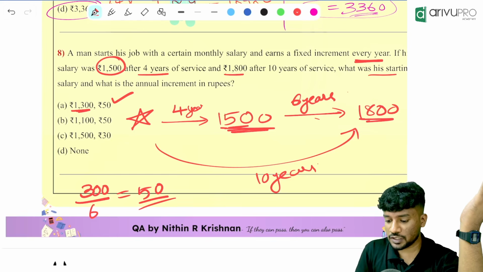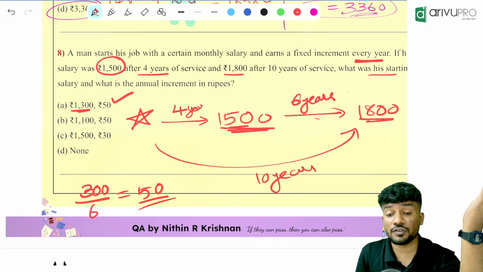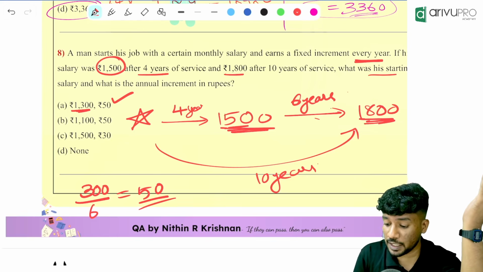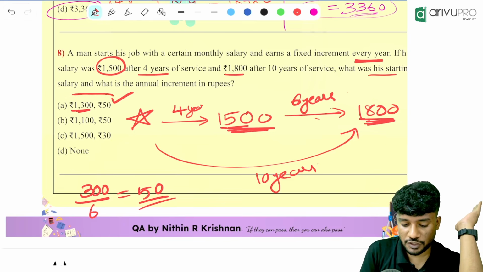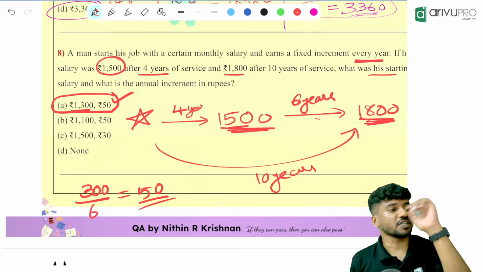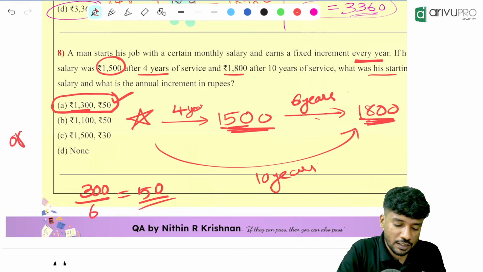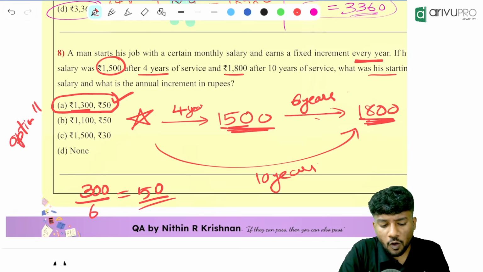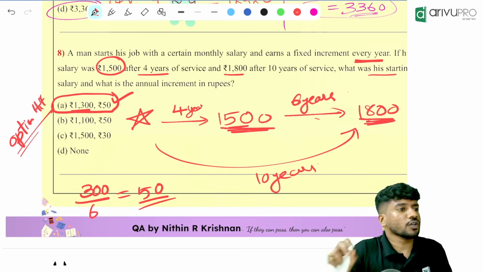1500. Then 6 into 50 is how much? 300. That became 1800. So which option is the answer? Option A is the answer. How did you get it? Just using the option hitting method, you got the answer.